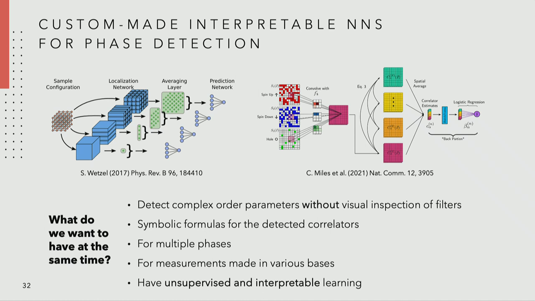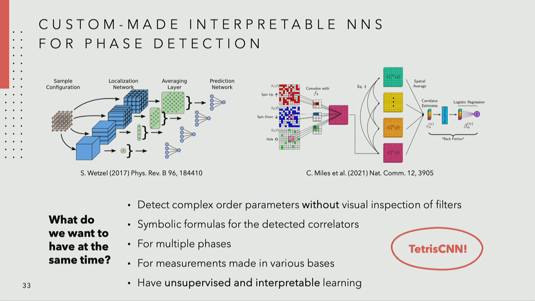We would like to be able to detect complex order parameters without any human inspection of the filters, because visual inspection of filters introduces human biases, which we really want to avoid. We also want to give you a symbolic formula for the learned order parameter, which is a new thing. We want it to be usable when there are multiple phases in your data, when your measurements are in different bases, for example in the Z and X bases, and we want to be able to combine it with different kinds of tasks. So it can be unsupervised, it can be self-supervised. We are giving the architecture that can then be used to your advantage.